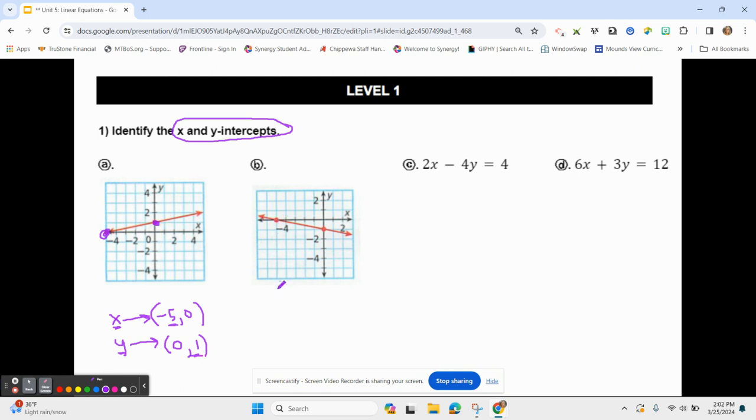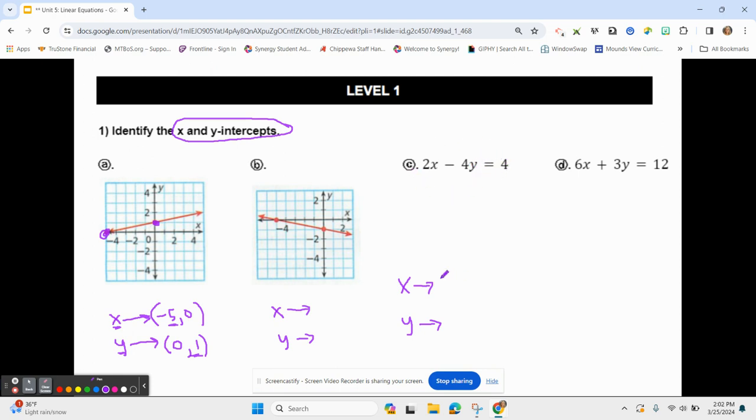You're going to do the same thing for B. What is your x-intercept? What is your y-intercept? Then for C and D, same thing. What is the x-intercept? What is the y-intercept? And so for C, 2x minus 4y equals 4. This is in standard form.